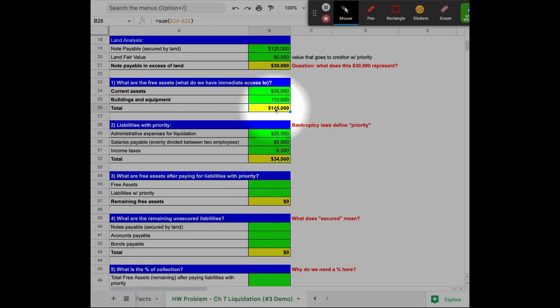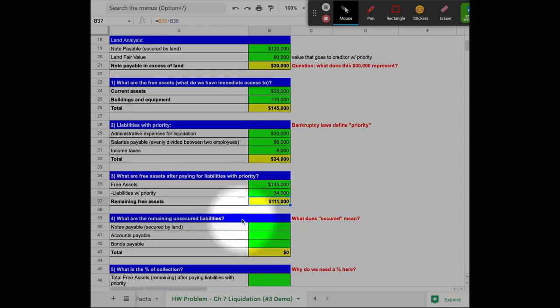Okay, so I pay off my liabilities with priority. I use my free assets to do so. So what we next want to do is see how much in free assets I have left over. I take my $145,000 of free assets, and I'm subtracting out here, and let me actually put it in so it's super clear. Free assets minus the liabilities with priority give me $111,000 of remaining free assets.